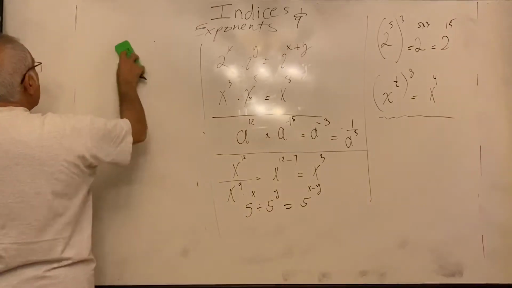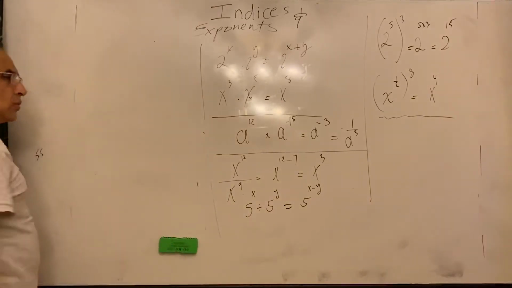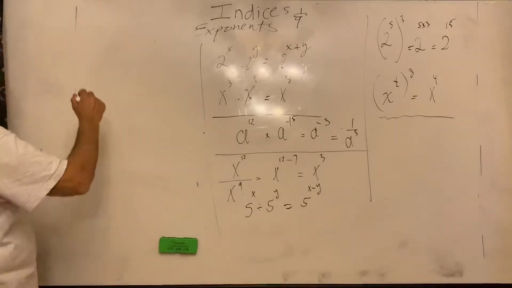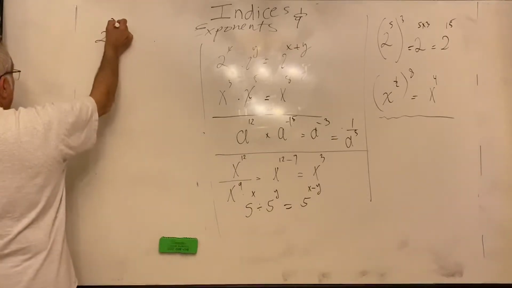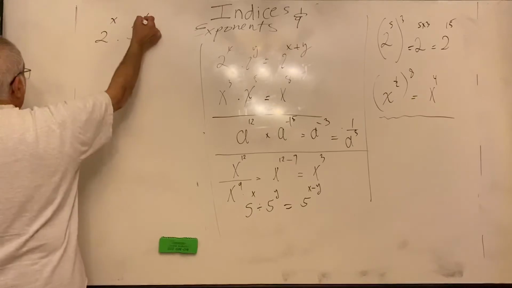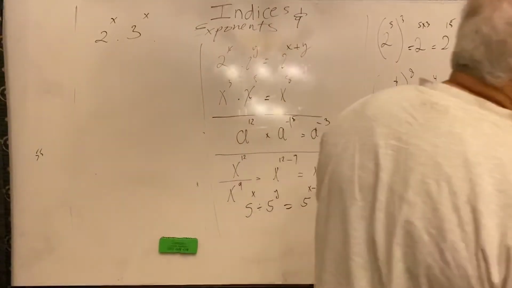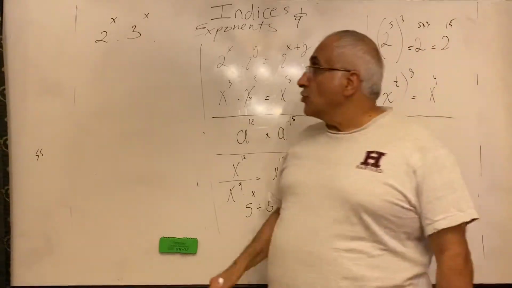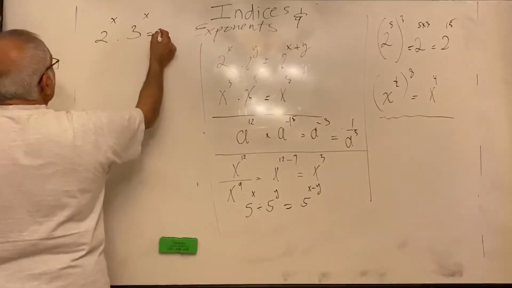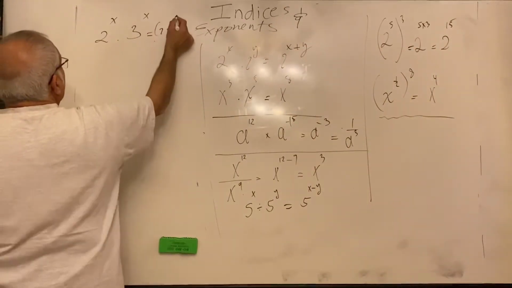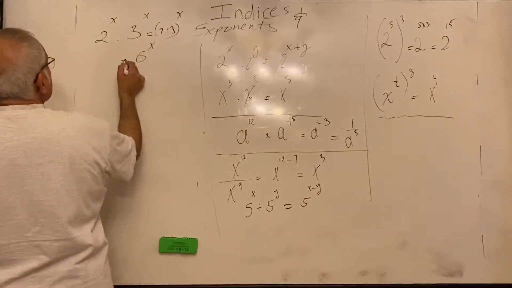Let's talk about something hidden, some rule that we usually make mistakes on. Look at that one. 2 to the power of x times 3 to the power of x. That's the opposite. Are these the same power? Yes. So what do we do? 2 times 3, all to the power of x. So it's going to be 6 to the power of x.